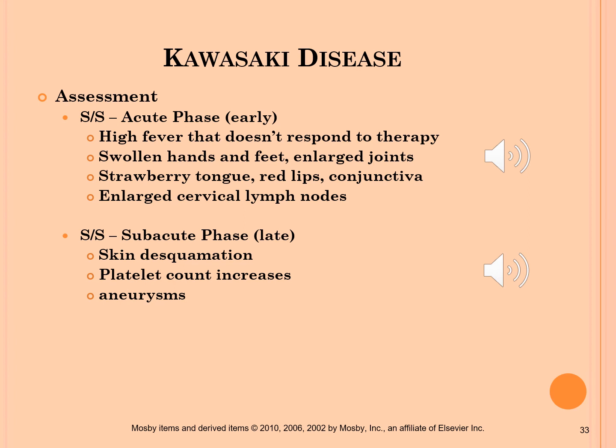Next, we look at the changes in laboratory data for Kawasaki's. We can see thrombocytosis, leukocytosis, and we also look at the ESR and the CRP levels, and those are usually elevated with Kawasaki's. Their liver enzymes as well are going to be elevated. They can also have mild anemia present.